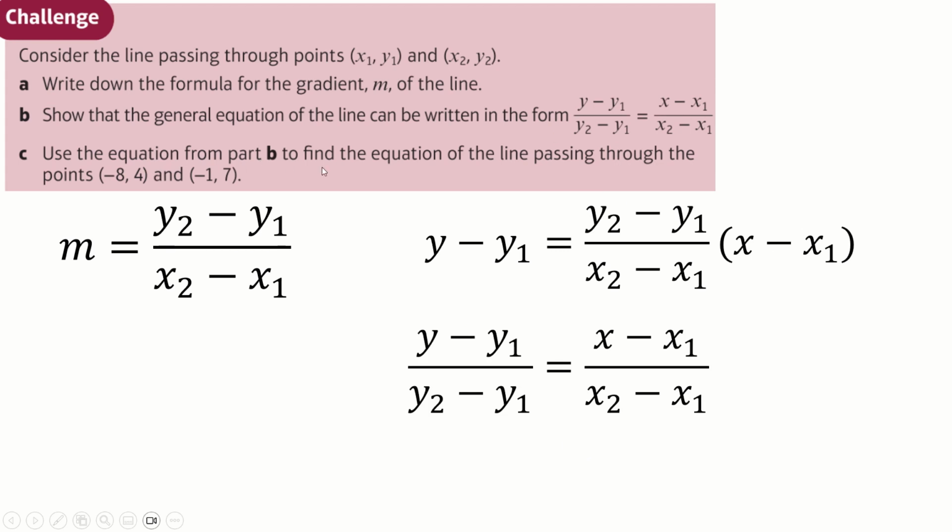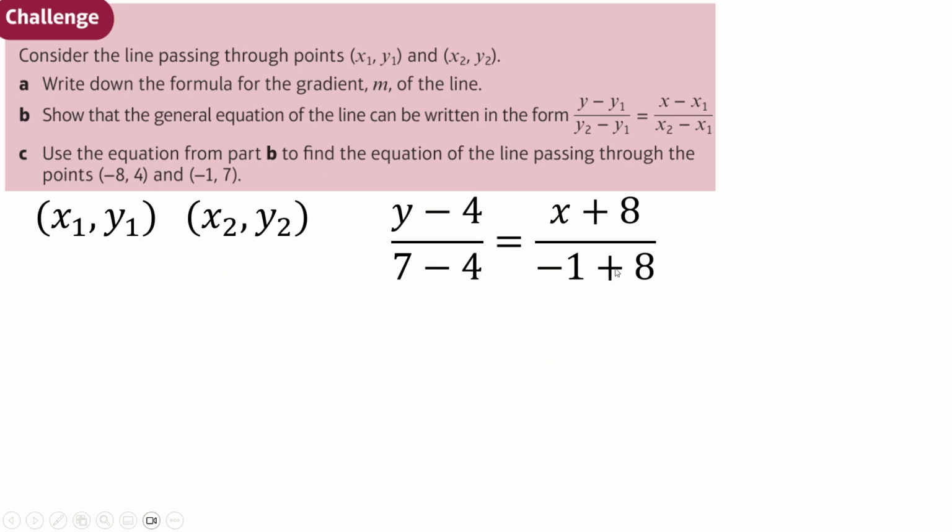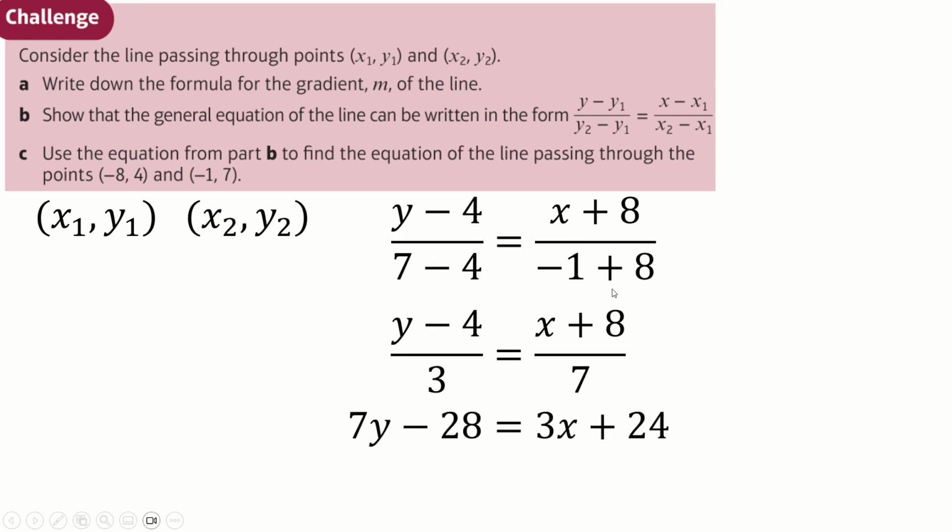Use the equation for part B to find the equation passing through here. So, okay, well, there's the equation. We have x1, y1. We have x2, y2. Let's just put those values into here, and we get this. And yeah, that would mean that's 3. That's minus 7, I guess. No, it's not. It's plus 7, obviously. Cross multiply, and you get this, and then do some stuff.